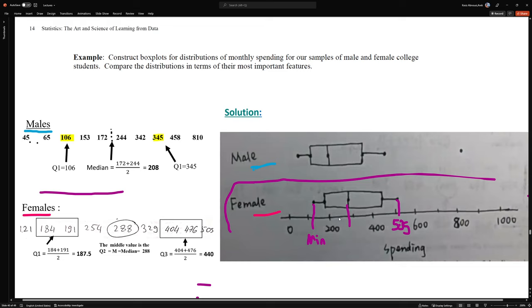And then we have the lower quartile Q1 and Q3, which is 100. These are the numbers, right? It's pretty straightforward, and the same for the males. This is the minimum, this is the median, this is Q1, this is Q3.